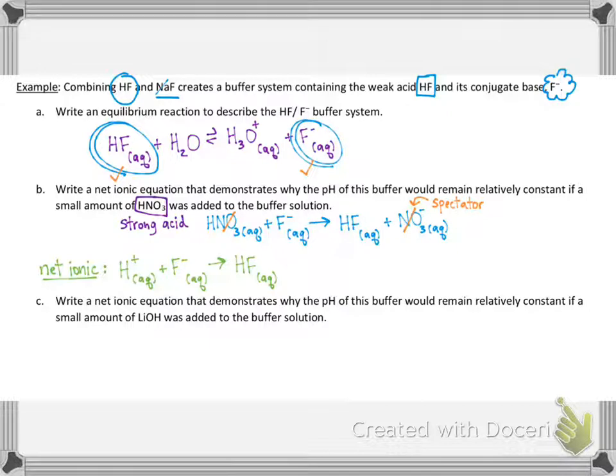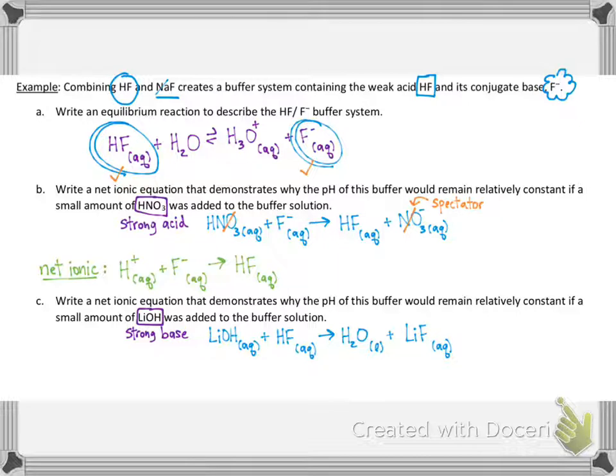But this time, we're going to write a net ionic to show why the pH is relatively constant if we add a small amount of lithium hydroxide, a strong base. Just like in the last case, it can be helpful to start off by writing the full equation first. You're not required to, but it can help you see what's going on. This time, the lithium hydroxide, because it's a base, will be neutralized by the weak acid component of the buffer, producing water and lithium fluoride.